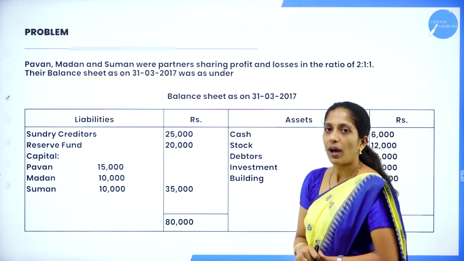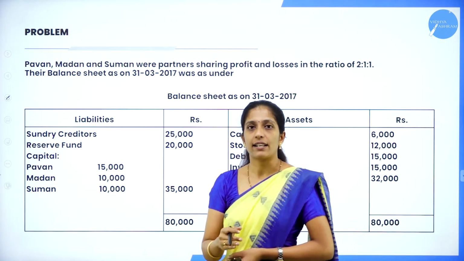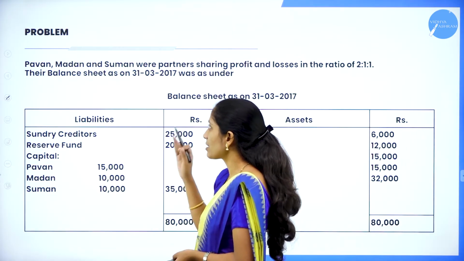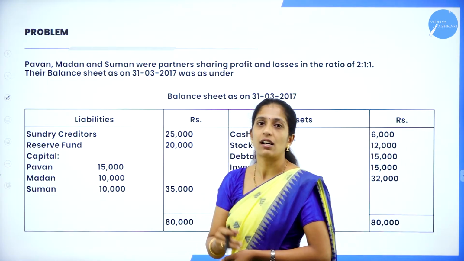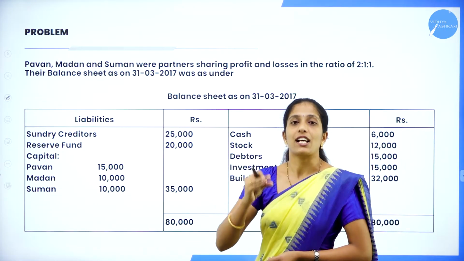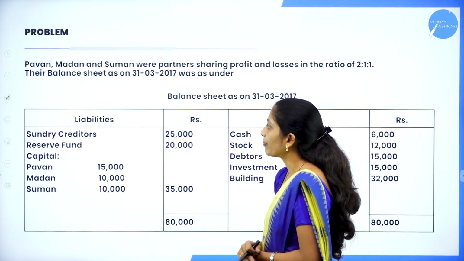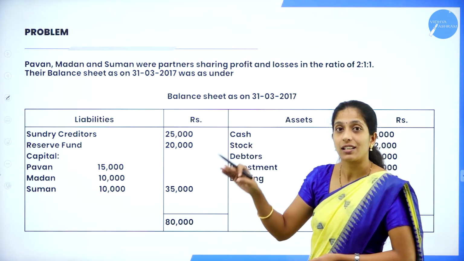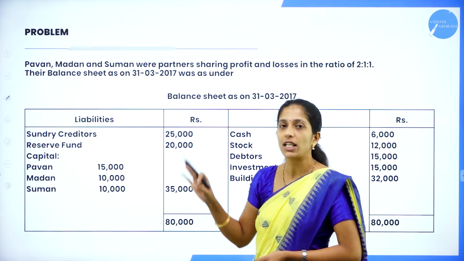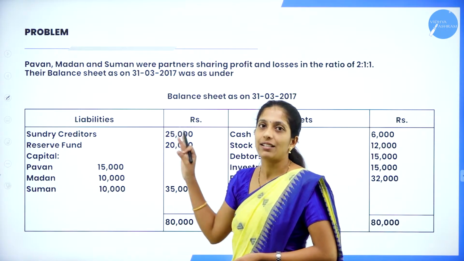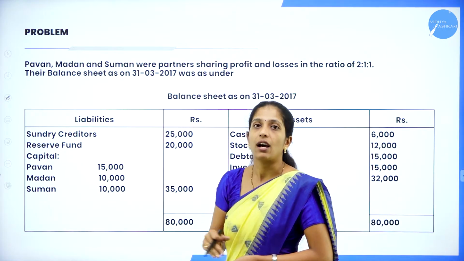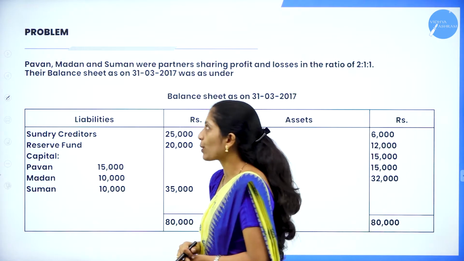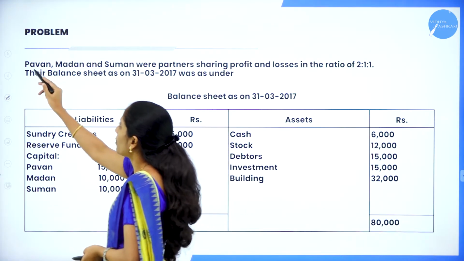Now we shall go through one more problem so that you can clearly understand how we have to prepare this executor's account, that is deceased partner's capital account, and see what is the amount that has to be paid to the executor. Now here in this problem, they have given the balance sheet, whereas in the earlier problem, they had not given the balance sheet. Now if they give the balance sheet, let us see how we have to take it and how we have to solve the problem. So this is also a 6 marks problem once again. Now go through the problem here.